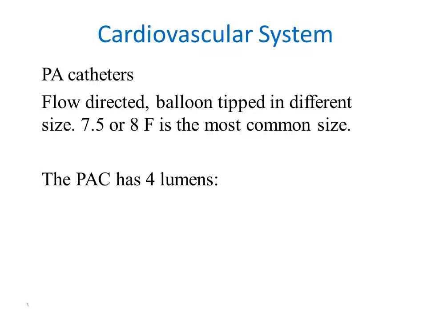The pulmonary artery catheter has different sizes: 7.5, 8 which is the most common, and the flow directed catheter has a balloon at the tip, tipped in different sizes. The pulmonary artery catheter has 4 lumens, and other systems have 4 lumens or 7 lumens.